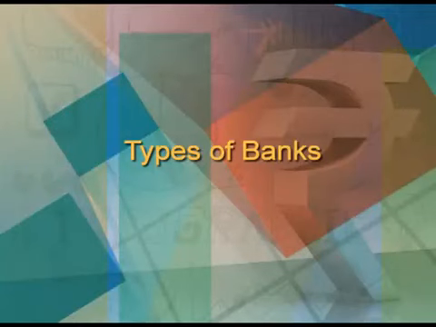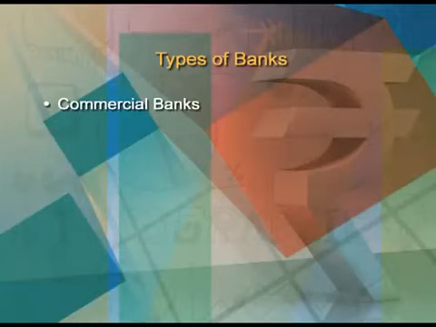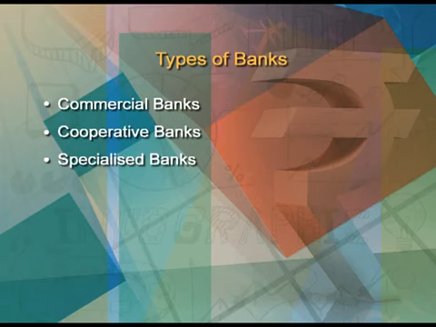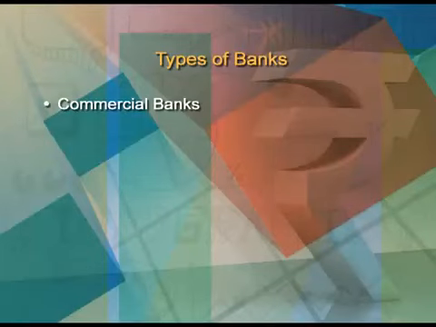Now we will discuss the types of banks that are there. First of all, commercial banks. Second, cooperative banks. Third, specialized banks. And fourth, central bank. We will discuss the first one, commercial banks.